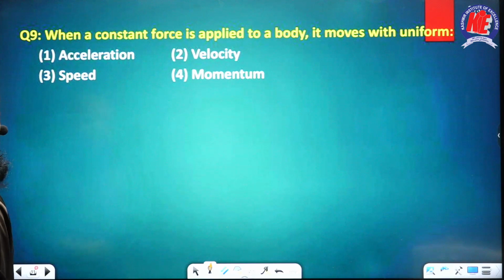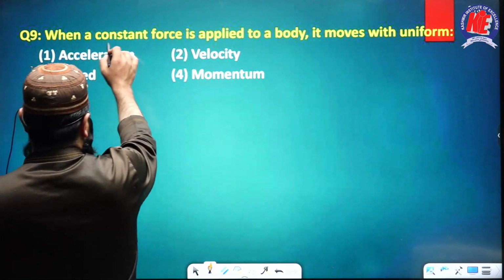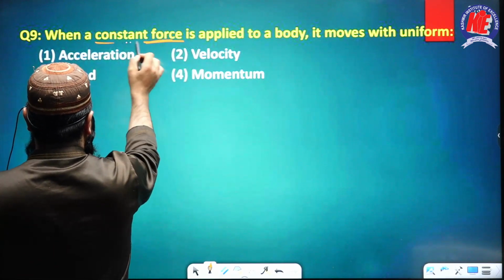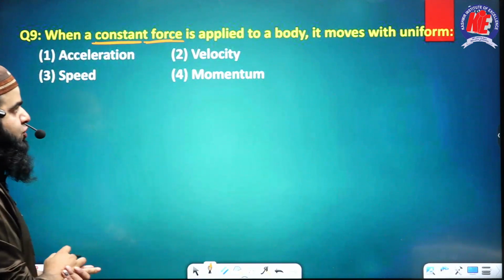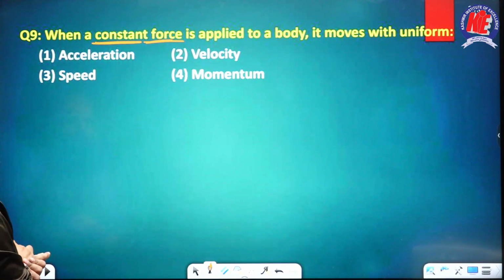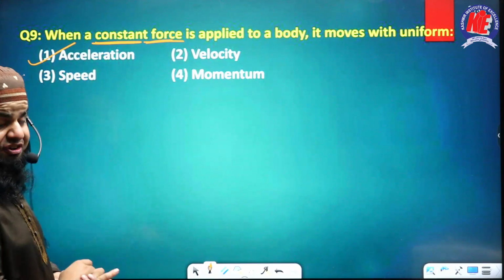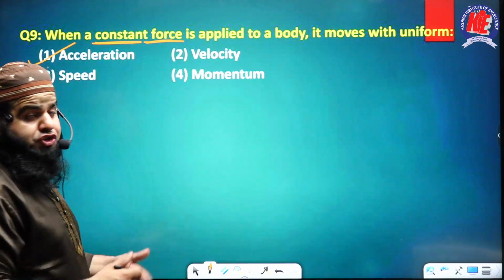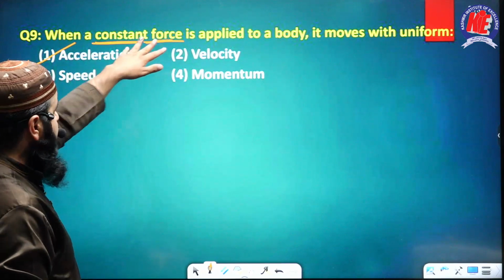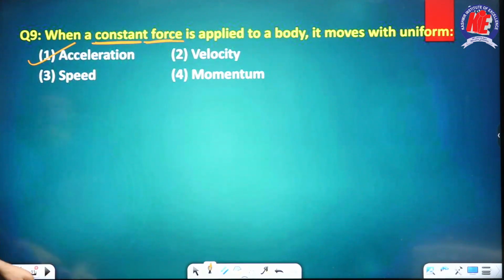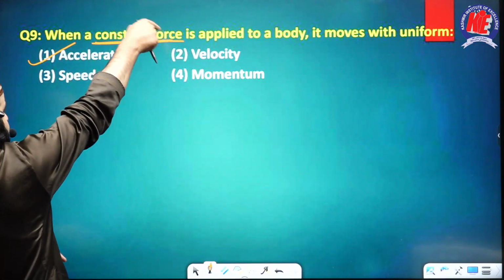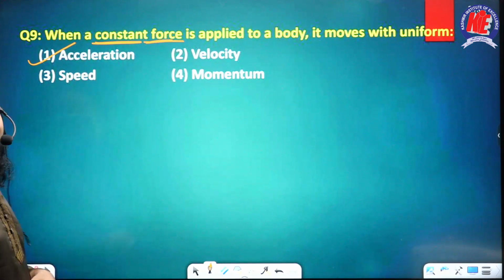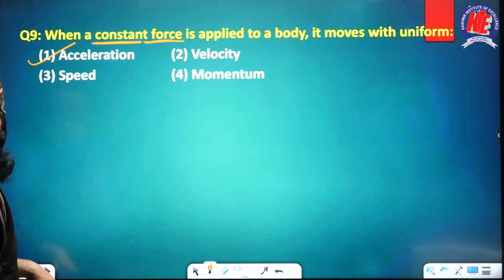Next one please. When a constant force is applied to a body, it moves with uniform... The answer is acceleration. Definitely it will have some acceleration, velocity definitely change होगी because force act कर रहा है, but just because the force is constant, the acceleration will be uniform or constant.